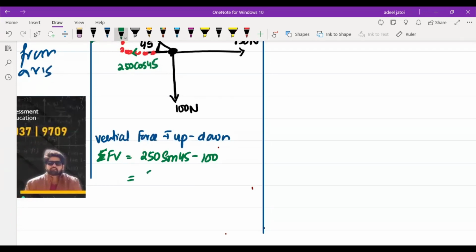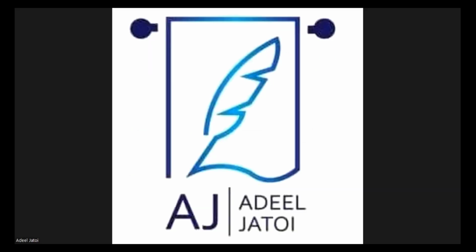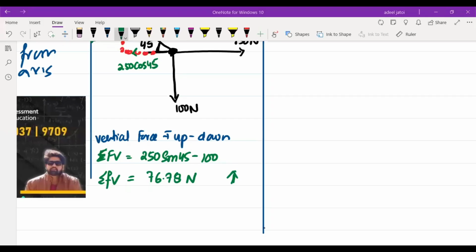So the end result of this would be 76.78 Newton. So this is summation of force V. Since it is positive, this is a force acting upward.